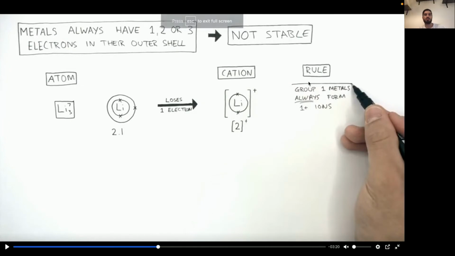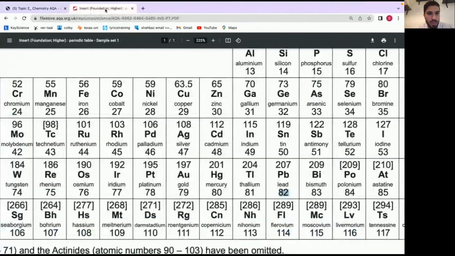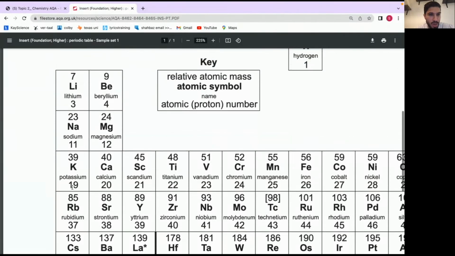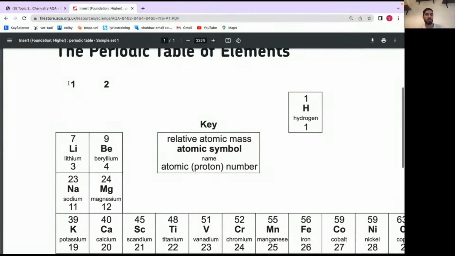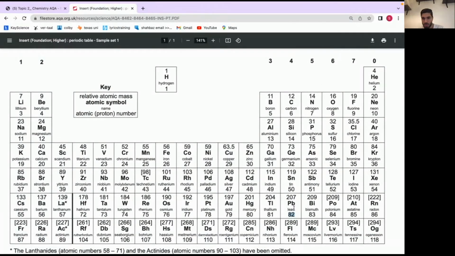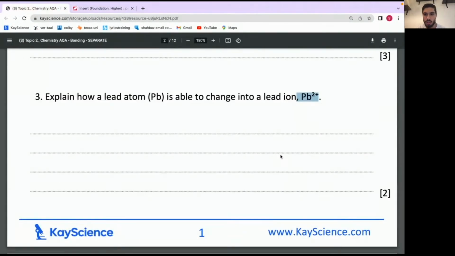Now, a rule is that group 1 metals always form 1+ ions. Look at this: group 1 metals, lithium, sodium, potassium, rubidium, they all lose 1 electron to become 1+ ions. Now the question is focusing on lead. Lead is in group 4 and is actually a transition metal. So we've been told in this question it's become a charge of 2+. So it's not actually in group 2. So you may be thinking, how does it become a charge of 2+?